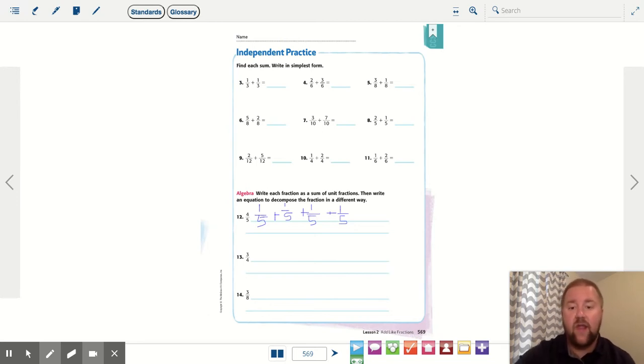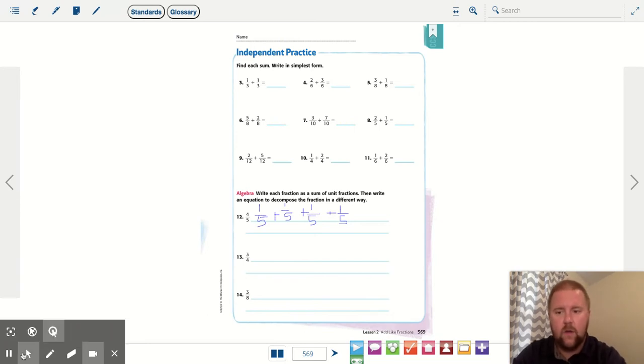It says then write an equation to decompose the fraction in a different way. So when we talk about decomposing it in another way, all it means is how can we end up with 4/5?